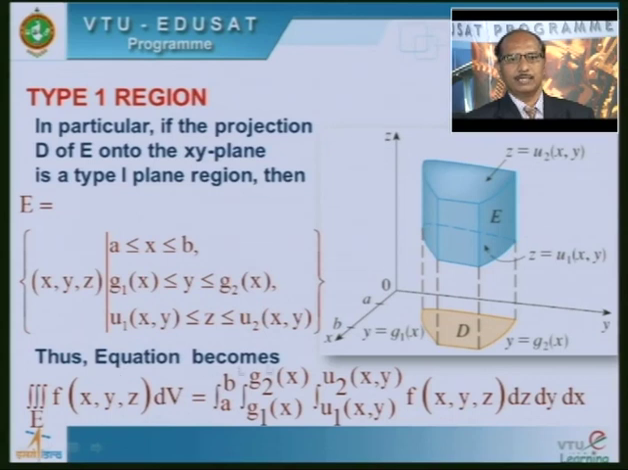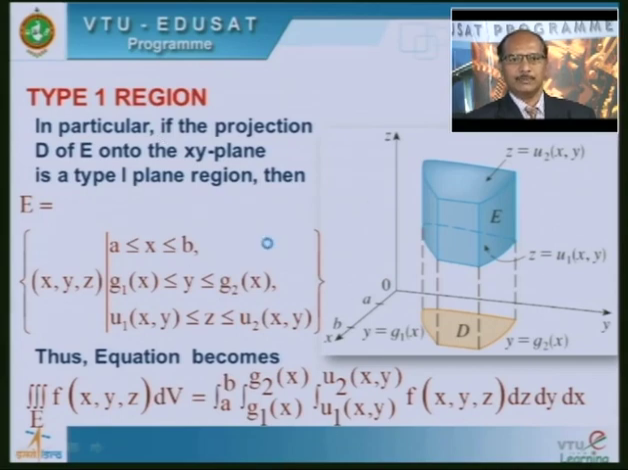Finally, the triple integral is written as: f of x, y, z is first integrated with respect to z using the limits, which are functions of x, y. The second integration is with respect to y using the functions of x, and finally the integration with respect to x using the constant limits. So, this is the type 1 region.